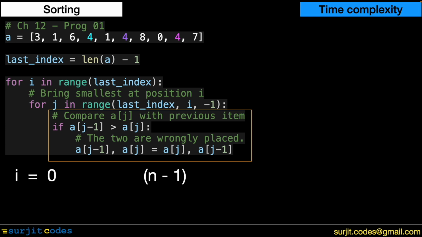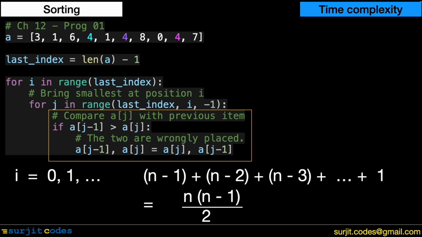When i is 0, the loop over j calls the if statement n-1 times, where n is the number of items of the list. When i is 1, the loop over j runs once again for n-2 times and so on. So the total number of times for which we call the if statement is n into n-1 by 2. When n is very large, 1 is negligible and therefore the if statement is called n squared by 2 times. In the worst case scenario, we swap numbers in each iteration of j and each swap takes a constant time.